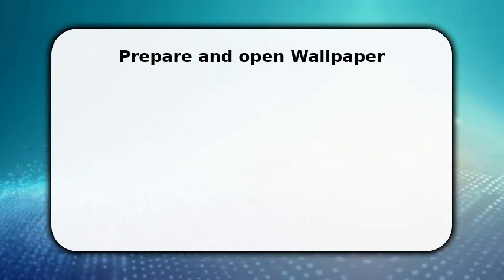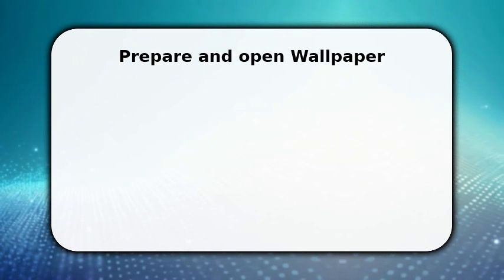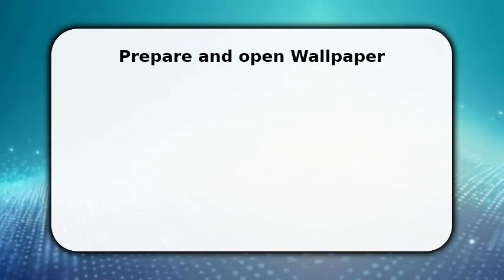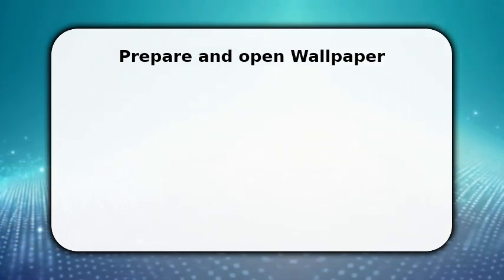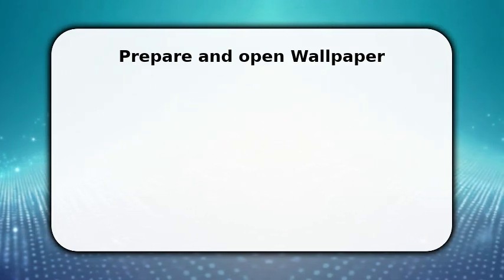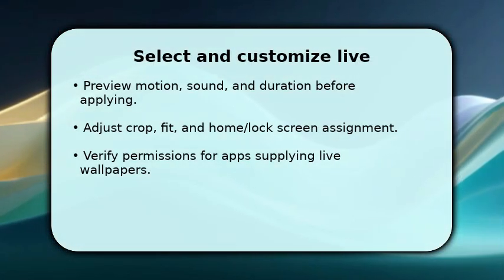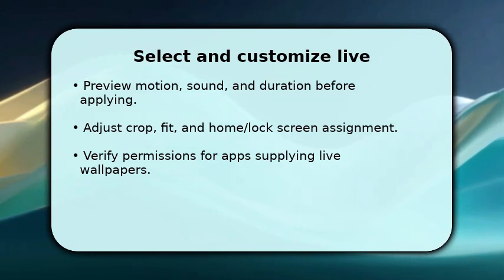Choose Live Wallpaper as the source, select System Live Options, a saved live photo from gallery, or a third-party live wallpaper app you installed. This ensures you're in the right place. Once you've selected a live option, preview it to check motion and any sound.